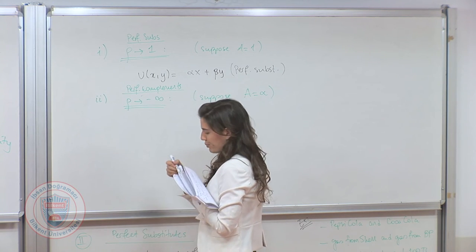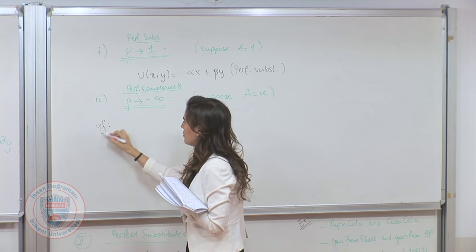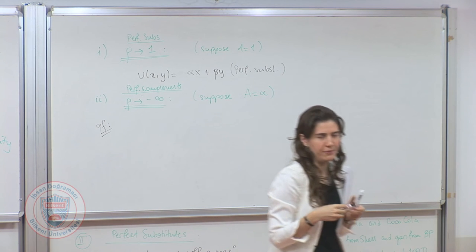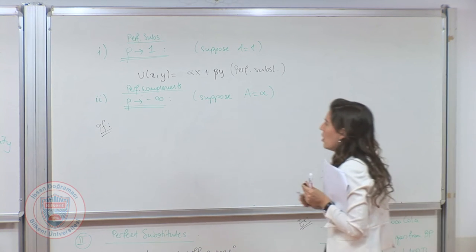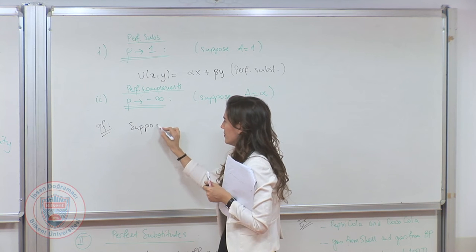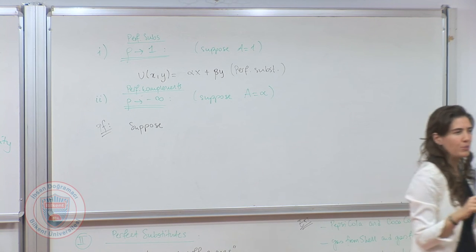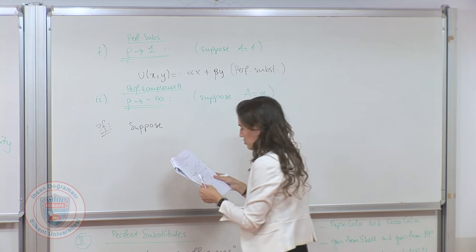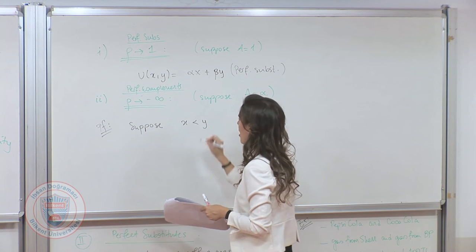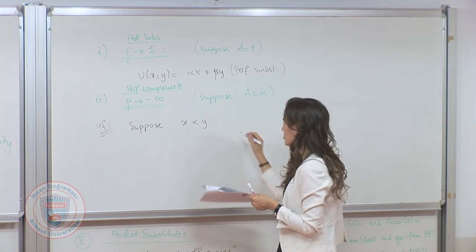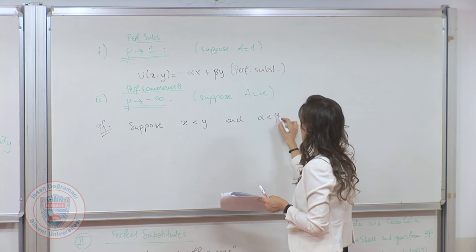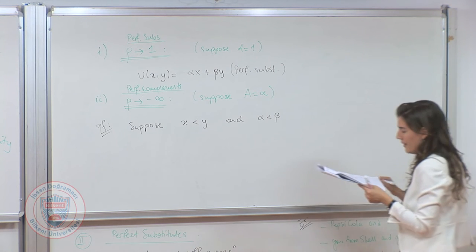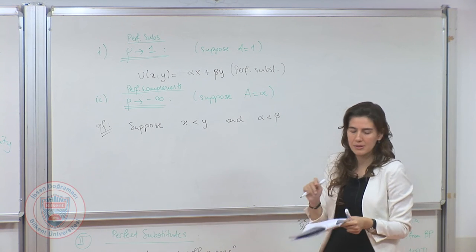Now, suppose we want to show this, okay? In this course, we will be able to show many things, and this is one of them. Remember what we said, without loss of generality, it doesn't matter. Suppose X is less than Y, okay? And suppose alpha is less than beta, okay? You'll understand why I assume these. But you could have assumed the other way around, it doesn't matter.